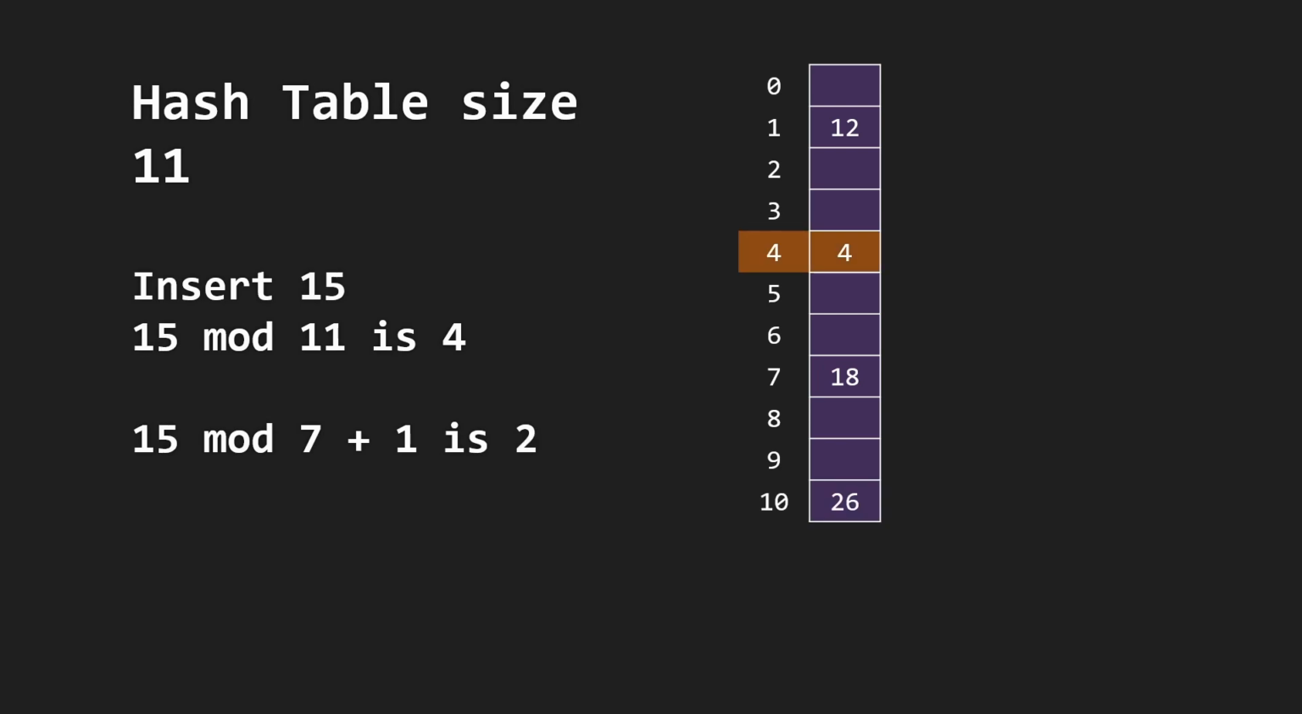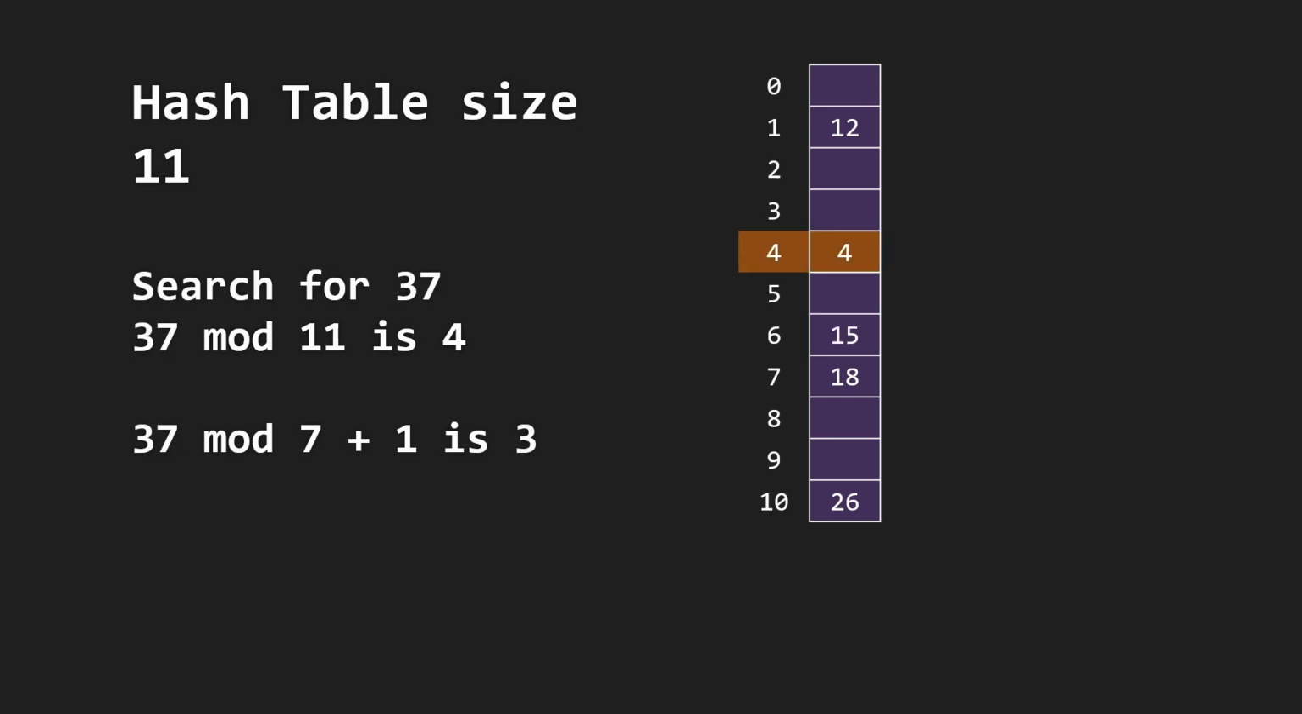Now I want to go ahead and insert the 15. 15 mod 11 is 4. So we now compute 15 mod 7 plus 1. 15 mod 7 is 1, plus 1 is 2. So we're going to move by 2 each time and put the 15 in the 6. So notice the 15 and the 26 didn't have anything to do with each other. And that's the beauty of double hashing.